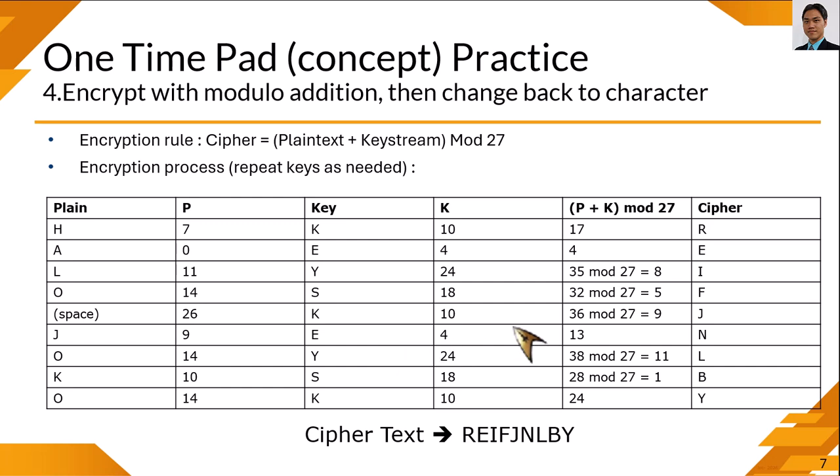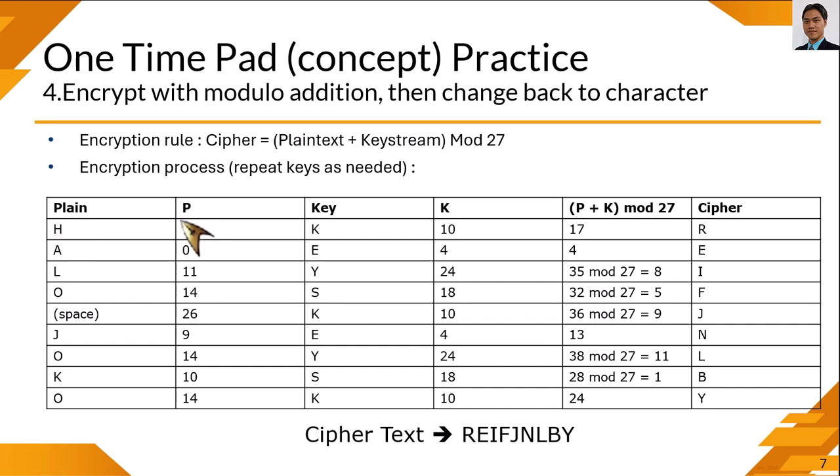The fourth step is I will encrypt it with modulo addition and change it back to character. The encryption rule is the ciphertext will be the plain text number plus the key stream number, and then after adding that number, we do modulus 27 operation.